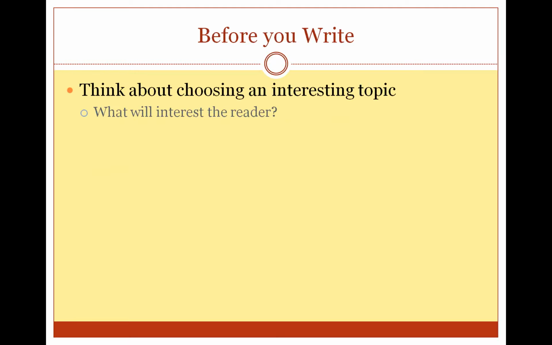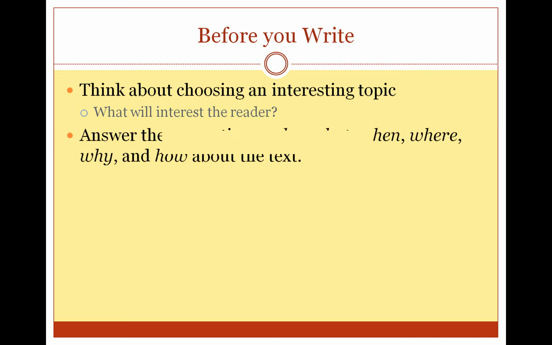And before you write anything, especially for narration, you're going to think about choosing an interesting topic. So if you're thinking about writing your story for this assignment coming up Friday, you might want to think about what will interest the reader. And not only that, you want to also answer these questions: who, what, when, where, why, and how about the text. So thinking about an interesting topic, what will interest the reader, and then answering the questions.